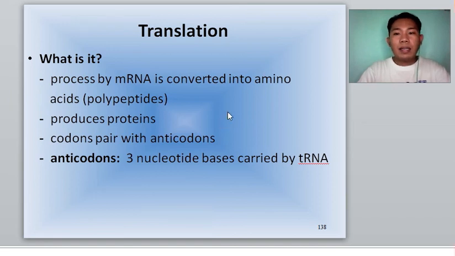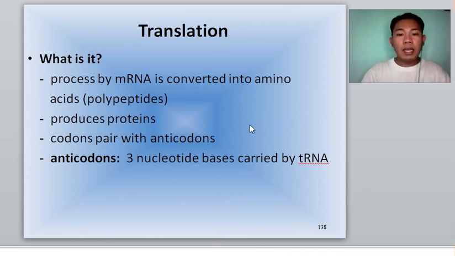We have translation. Translation is a process by which the messenger RNA is converted into amino acids, forming a long chain of amino acids called a polypeptide. Later on, the product will be proteins, and codons pair with anticodons. When we say anticodons, these are the 3 nucleotide bases carried by the transfer RNA.